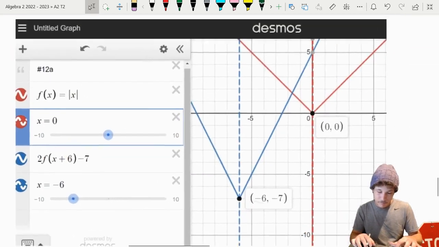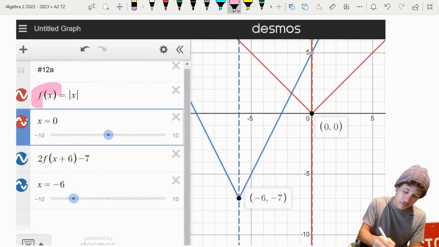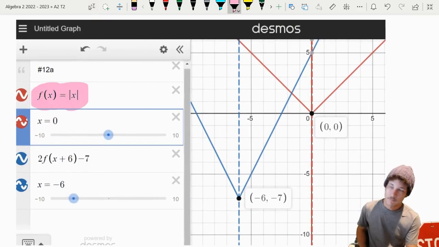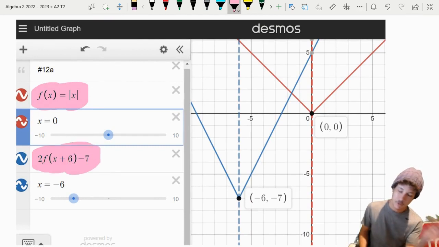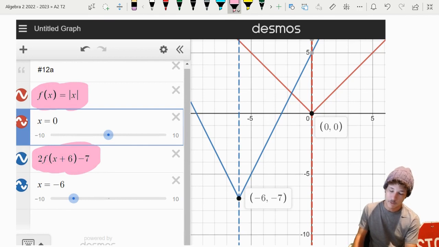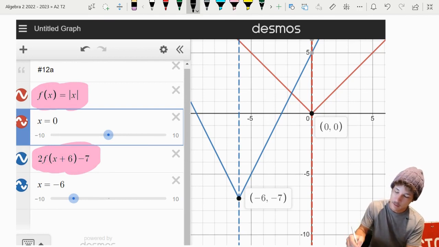If you don't believe me, all you have to do is go to Desmos and look at this trick right here. If you type in the parent function, and if you type in whatever they want you to do, okay, so 2 times f of x plus 6 minus 7, it will graph the blue function for you. And you can actually tell exactly what happened.